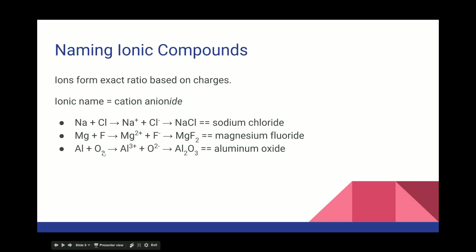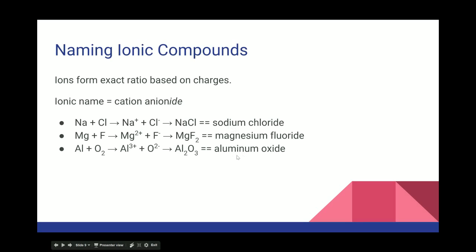Then aluminum plus oxygen. Notice that oxygen is diatomic. It's molecular when you're talking about elemental oxygen. Aluminum takes a 3+ charge. Oxygen takes a 2- charge. So in order to balance that, you need 2 aluminums and 3 oxygens. Okay? So 2 aluminums gives you a total of 6+, 3 oxygens gives you a total of 6-. So Al2O3, or aluminum oxide. So the actual name is fairly straightforward so far. It'll get a little bit more complex in a bit.